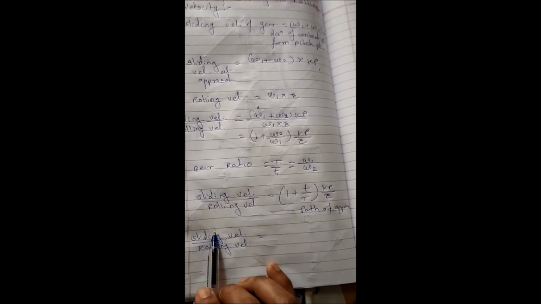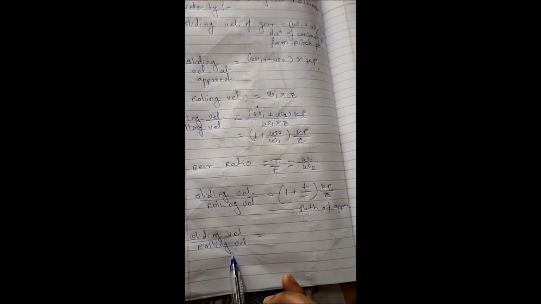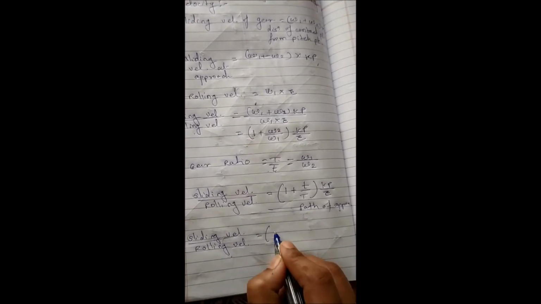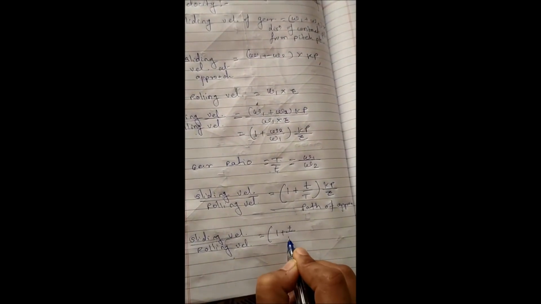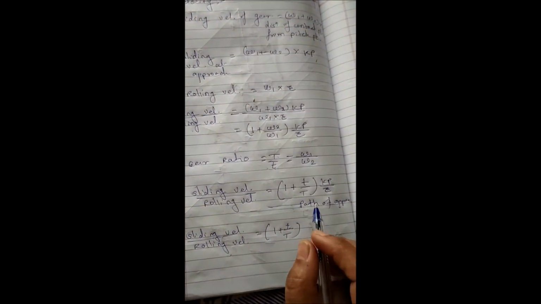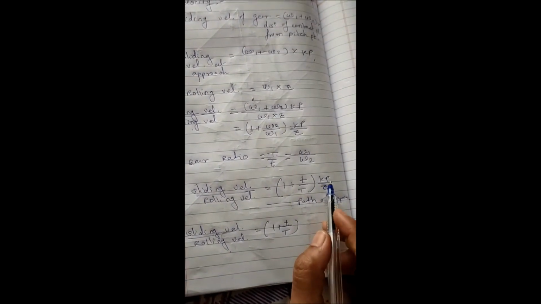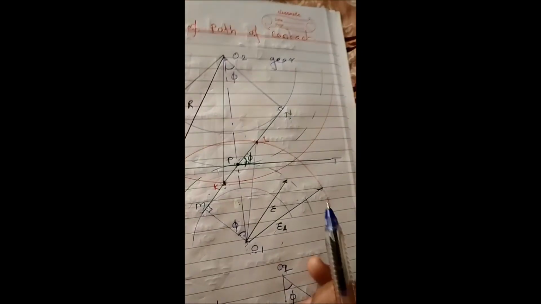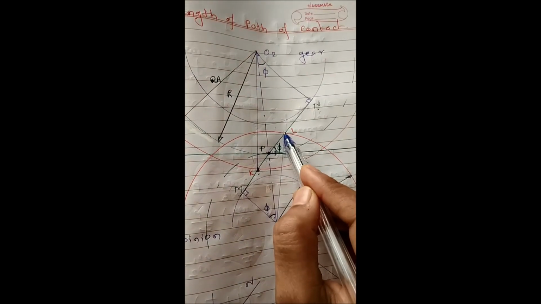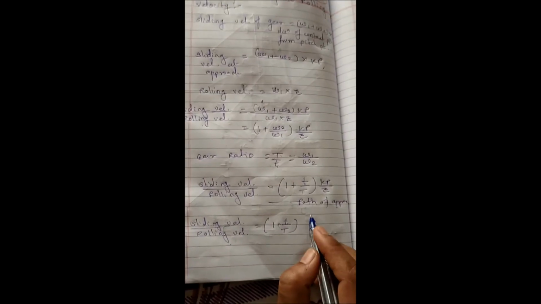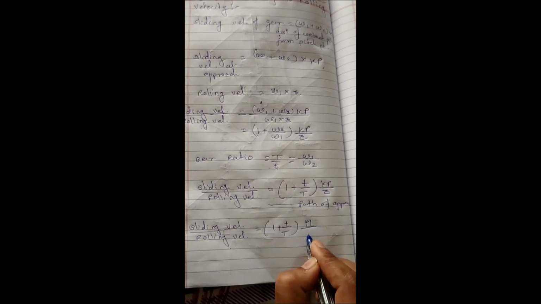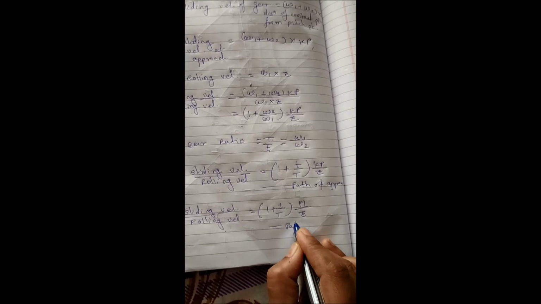So what will be the ratio of sliding to rolling velocity for the path of recess? It is 1 plus small t divided by capital T into, now instead of kp we'll take pl, because pl is the path of recess. So I'll put here pl divided by r, which is as it is. This is for the path of recess.